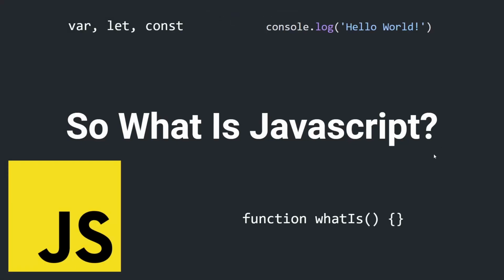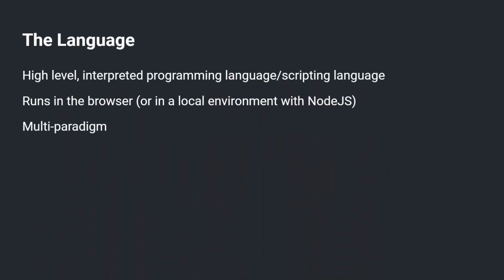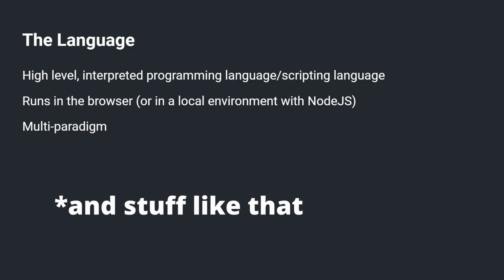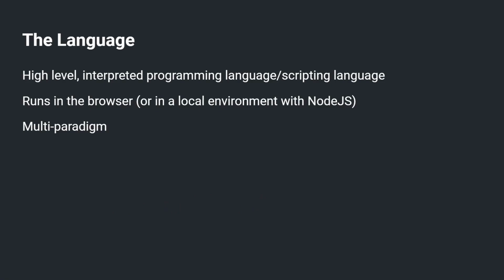Today I'm gonna talk about JavaScript and what it is about. So, what is JavaScript? JavaScript is a high-level interpreted programming language, and interpreted programming languages can also be called scripting languages. High-level means that you don't have to deal with memory management like you have to do with low-level programming languages like C or C++.